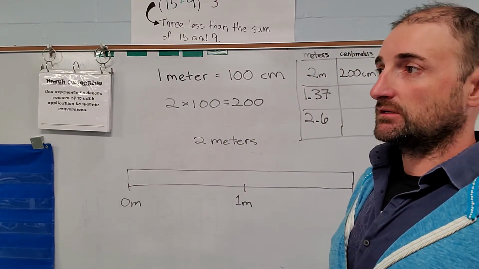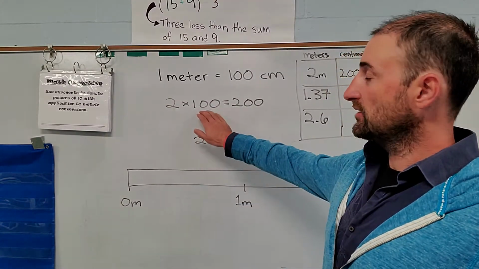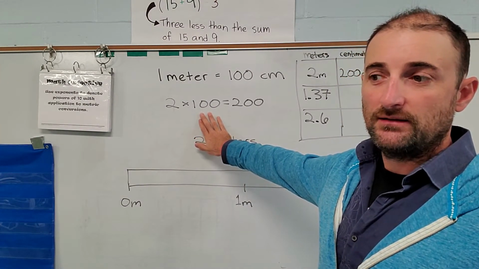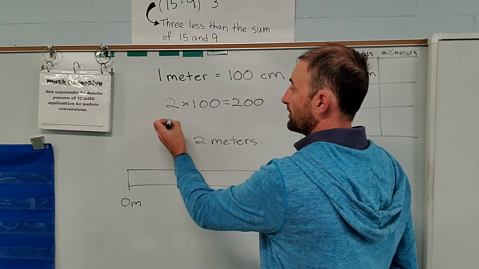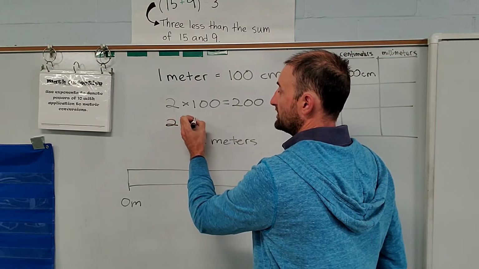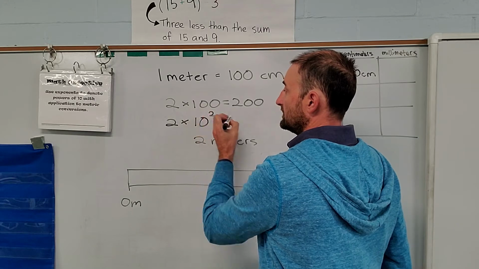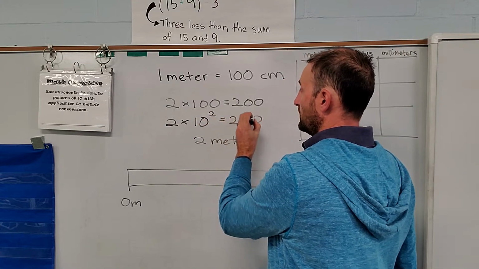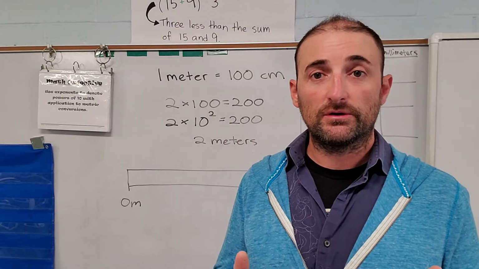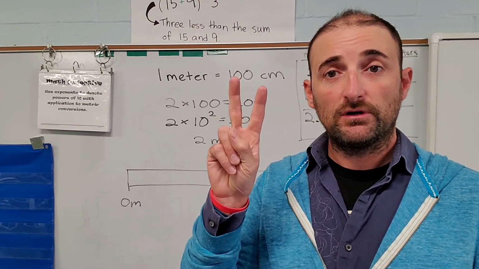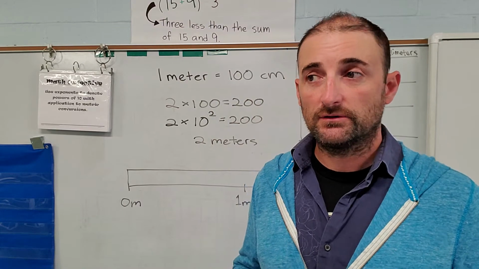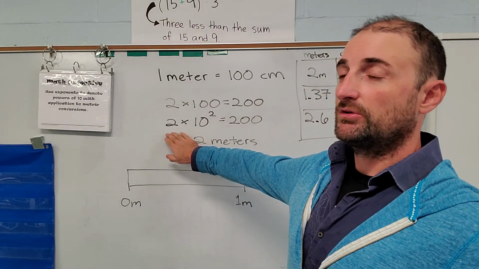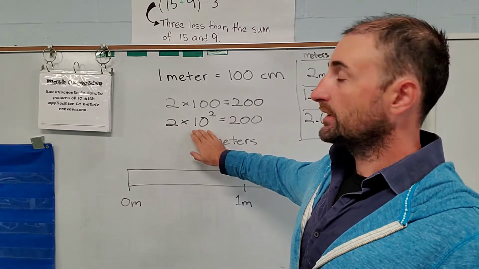Now, yesterday we talked about powers of 10. What's another way we can show 100 as a power of 10? We can show that as 2 times 10 to the second power. Remember, 10 to the second power is just telling us we're going to multiply that number 10 by itself 2 times. And 10 times 10 is 100. So we could show conversion from meters to centimeters as multiplication by 100, or we can also call it 10 to the second power.